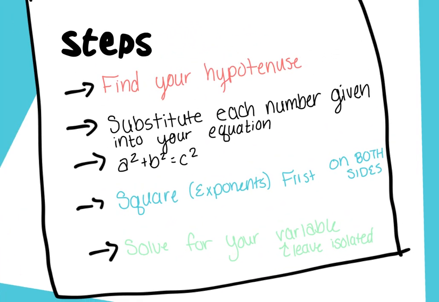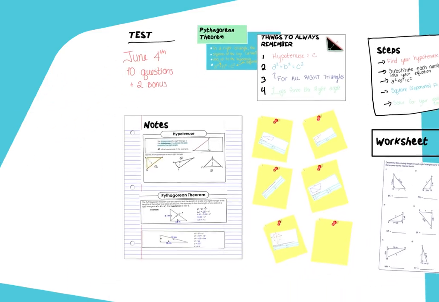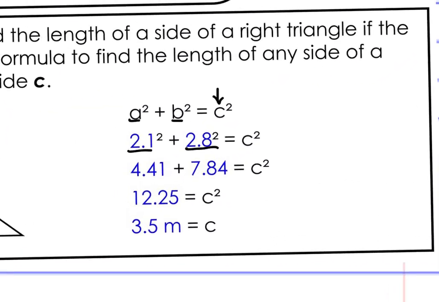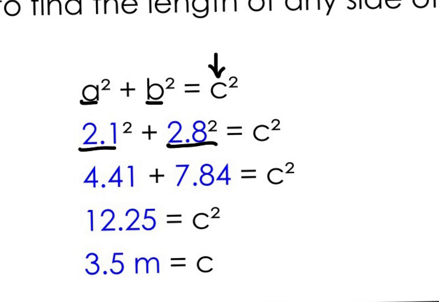Now, your steps will always be to find your hypotenuse. Substitute each number given into your equation, a squared plus b squared equals c squared. All of that has already been done. Here's your next step. Always, always, always start with exponents first on both sides. Both of these sides have exponents, so you will be doing exponents on both sides. After that, your goal is to solve for each variable, whether it means simplifying a little bit more or starting to do inverse operations. So here, we go ahead and do my exponents, which means squaring.